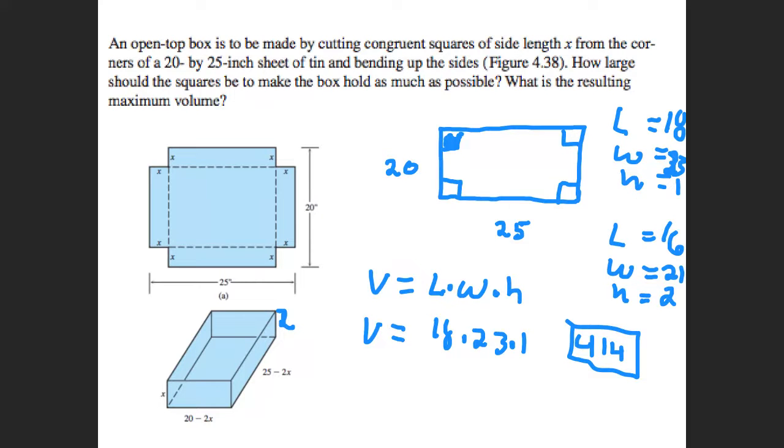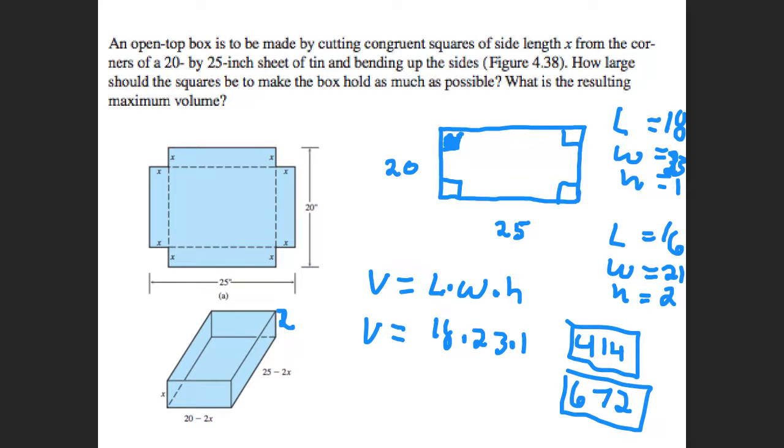672. So obviously, if I use these dimensions, I get a much better volume. This box holds more water or whatever it is that they're putting into this metal container. So now what we have to do is find a generic formula that we're going to take a derivative of to find the absolute maximum here.